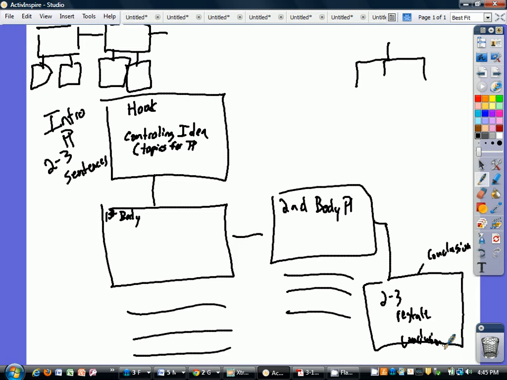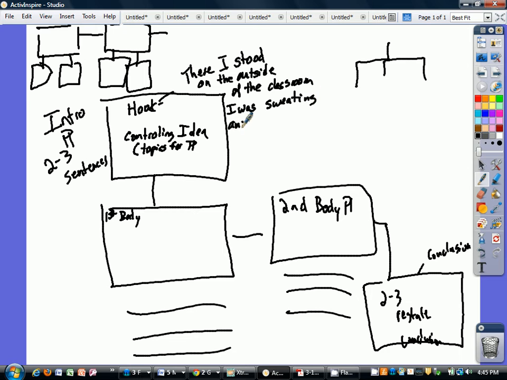All right, if I'm going to write my hook, I might write a crazy intro where, there I stood. On the outside of the classroom. I was sweating profusely. And butterflies swarmed my stomach.